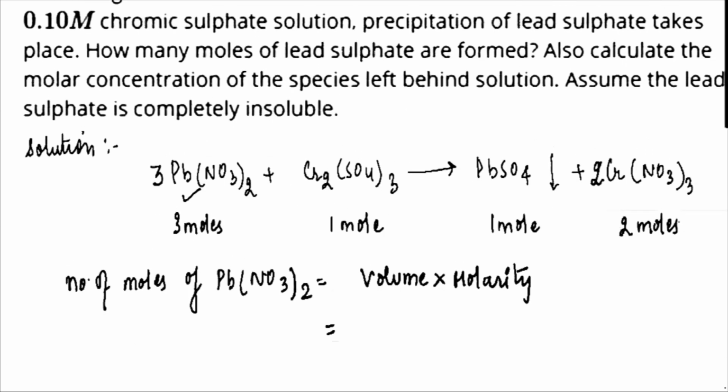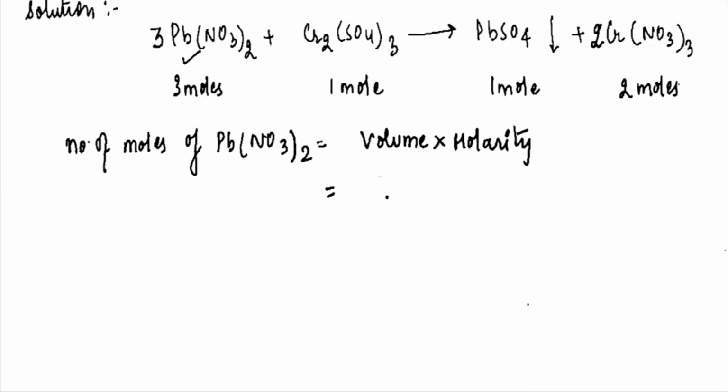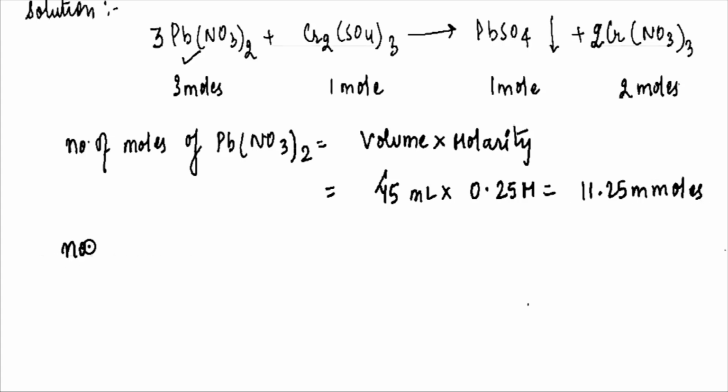So it's 45 ml and the molarity that we have is 0.25, right? So just by doing the maths, we will be getting 11.25 millimoles, right?